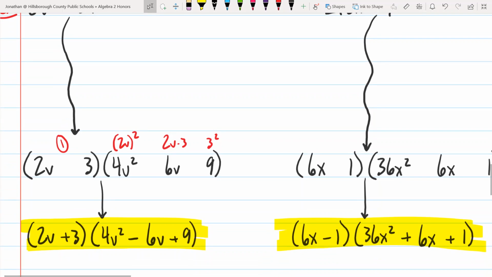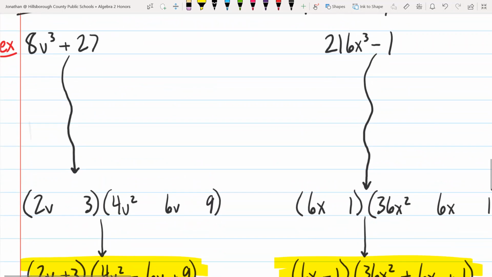The steps become the exact same over and over. We got the same symbol, the opposite symbol, and always positive. You don't have to fill in the soap part. That's me just explaining the steps again. All right, so 2v plus 3 times v squared, 4v squared, minus 6v plus 9. And over on the right side, we have a difference.